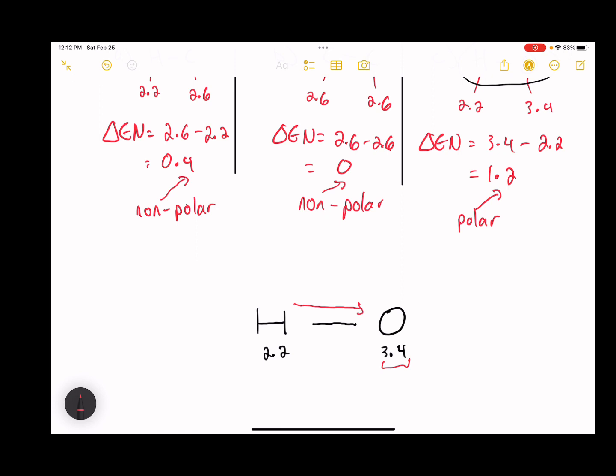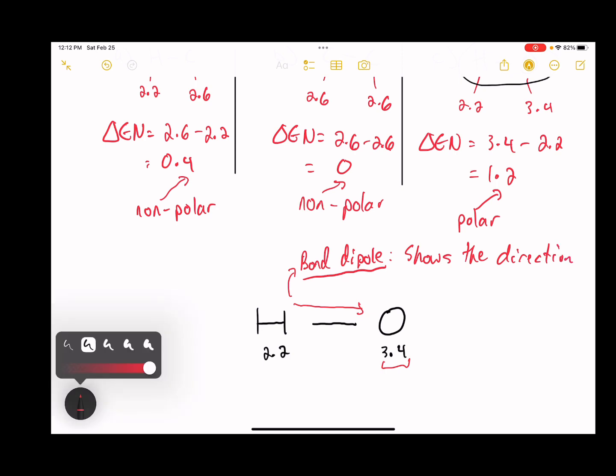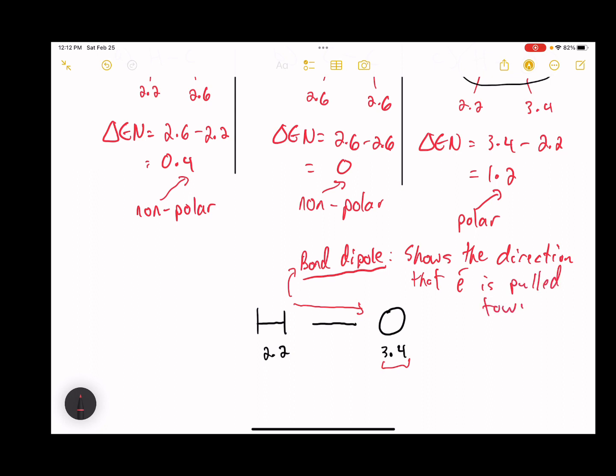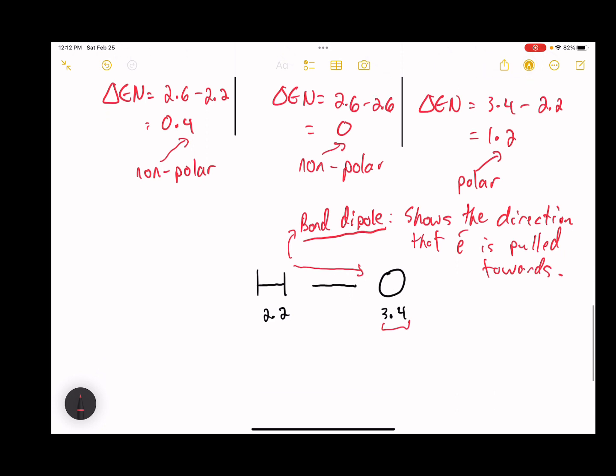And so what we do is we draw this red arrow over here. This is called a bond dipole. It shows the direction. Bonds are vectors, which means they do have direction, and it shows the direction that the electron is pulled towards. Excellent. So we draw an arrow facing towards the oxygen, and again, the electronegativity values tell us that. Now, we're not done there.